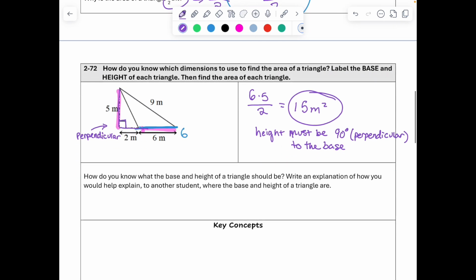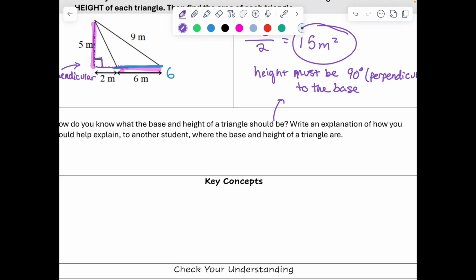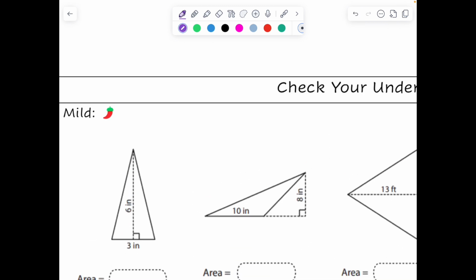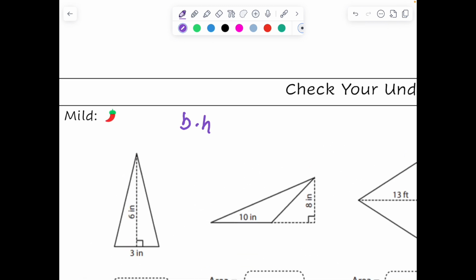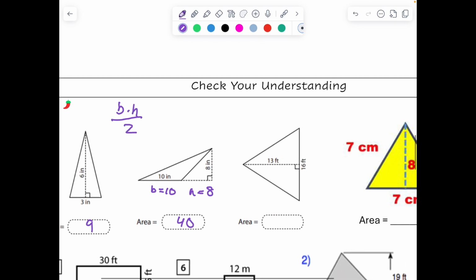All right. How do we know what they should be? We just talked about that. They should be perpendicular. And we are going to move on to the check your understandings. So we're going to be using our base times height divided by 2 formula here. So we're just going to do some quick calculations. 6 times 3 divided by 2 is 9. Here our base is 10 and our height is 8. So our area is going to be 40.